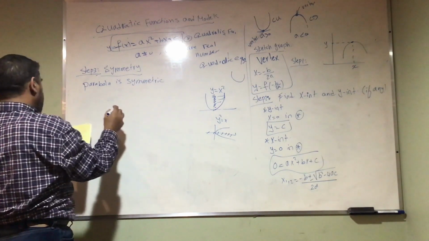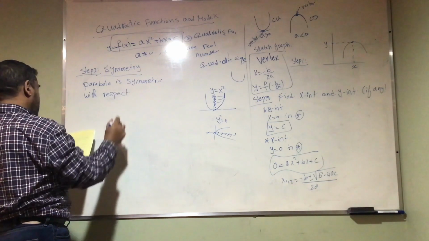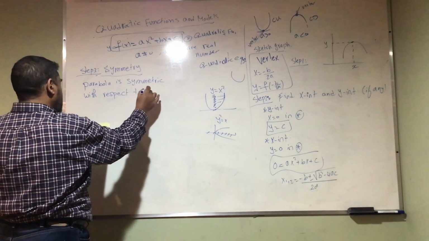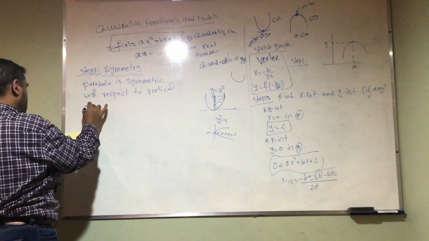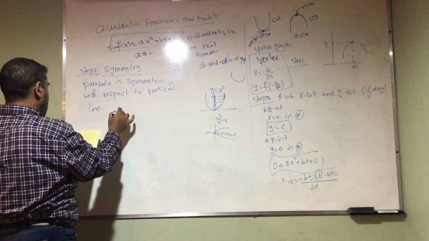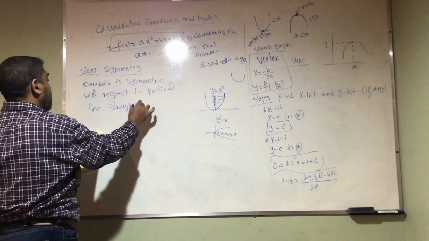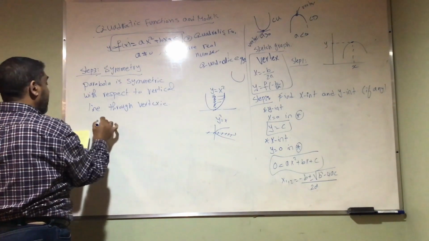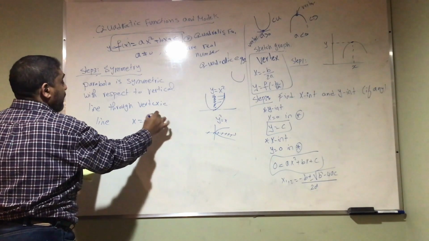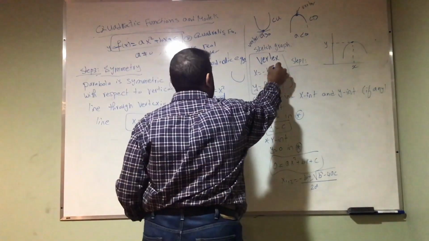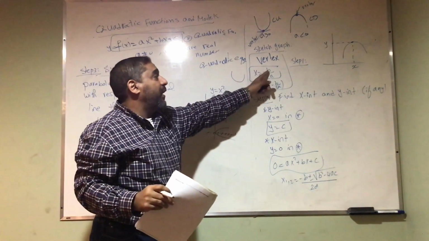I'm going to explain this. Symmetric with respect to a vertical line. Which vertical line? The vertical line through the vertex. What is the vertical line here? The line is x equals minus b over 2a. And that is exactly the same as the vertex, x equals minus b over 2a.